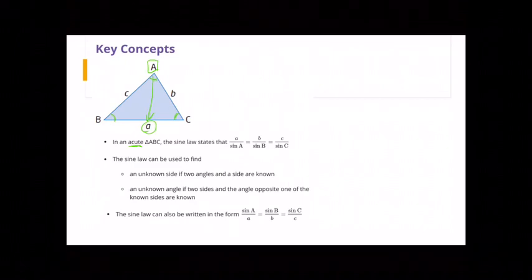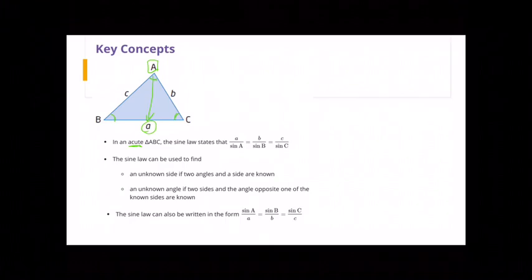In an acute triangle ABC, the sine law states that a over sine A equals b over sine B equals c over sine C. So those ratios will always be the same. The sine law can be used to find an unknown side if two angles and one side are known, or an unknown angle if two sides and an angle opposite one of the sides are known. The sine law can also be written angles on top, sides on the bottom.